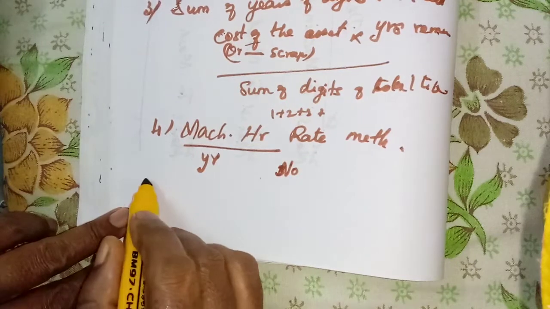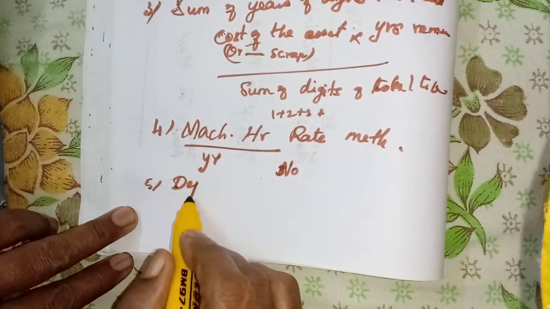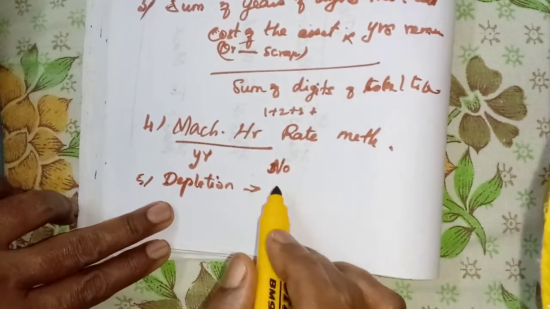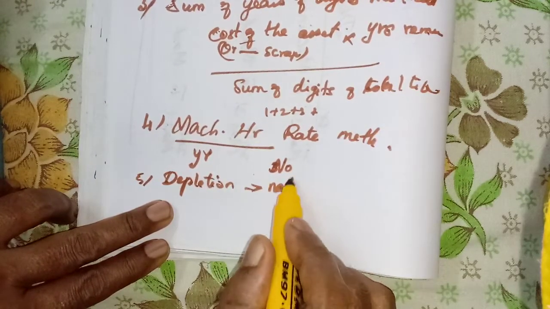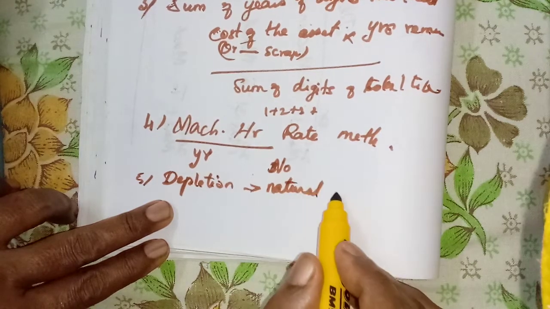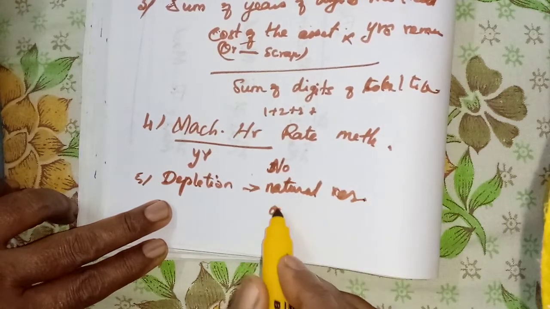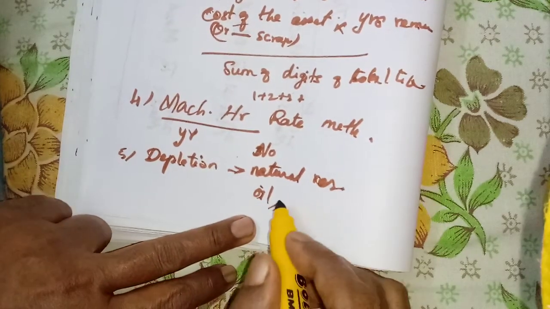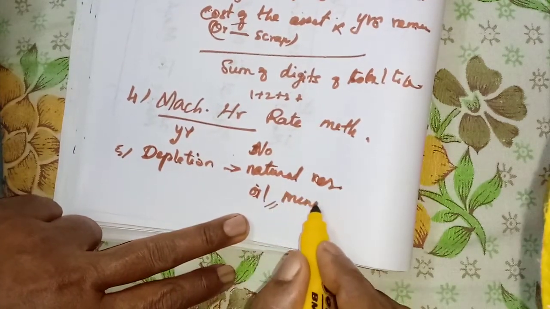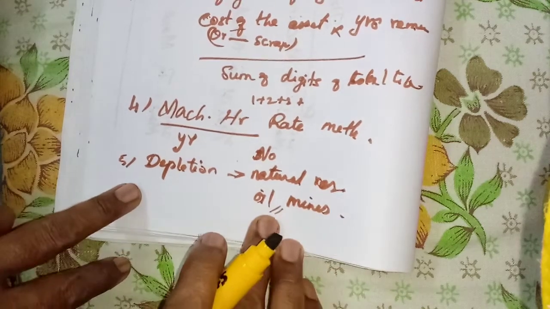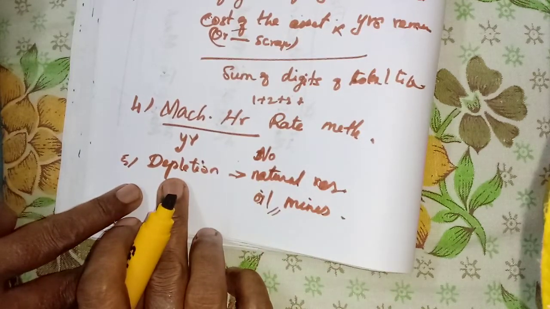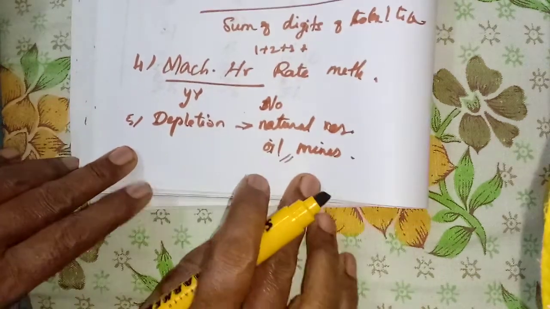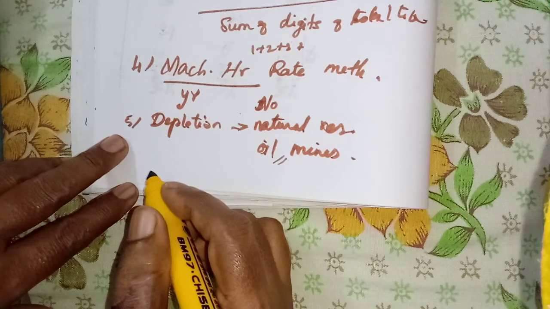Then the depletion method. This method of depreciation is calculated especially for natural resources that are extracted from the earth, especially an oil refinery, oil well, quarries, or mines. For these assets, we need to calculate depreciation under this method. So how do they calculate the depreciation under the depletion method?